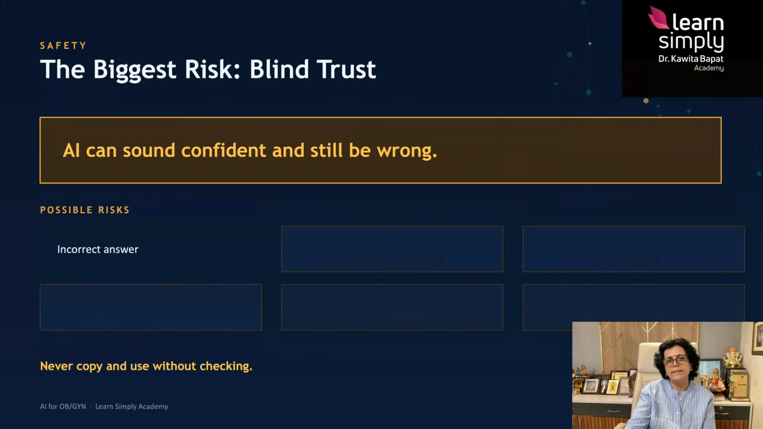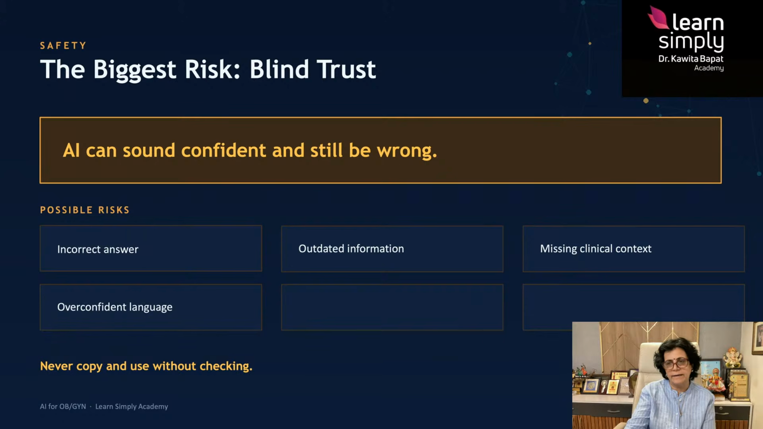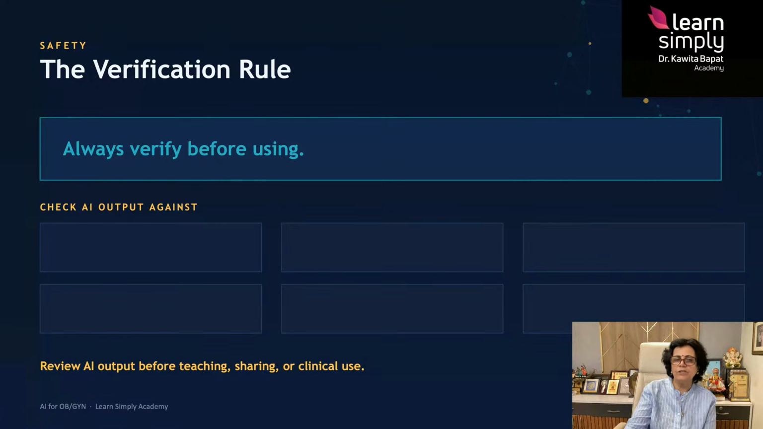But the biggest risk is blind trust. AI can sound confident and still be wrong. It can give incorrect answers, outdated information, missing clinical context, overconfident language, incomplete explanations, and unsafe recommendations. Never copy and use without checking. So the verification rule is: always verify before using. Check the output again.